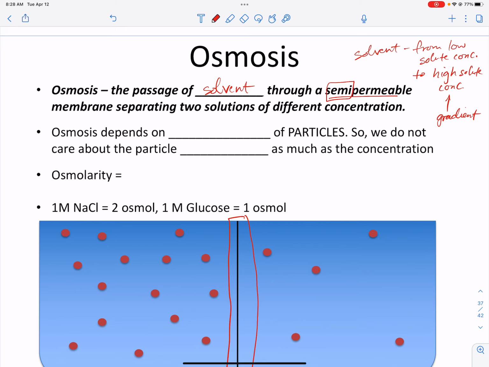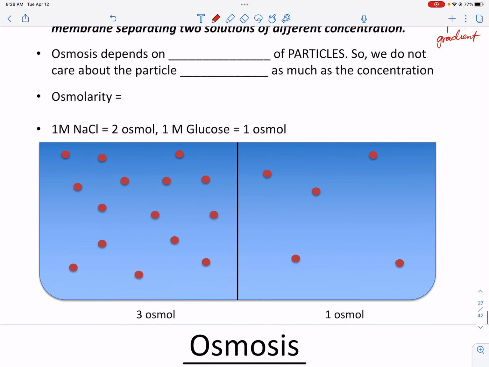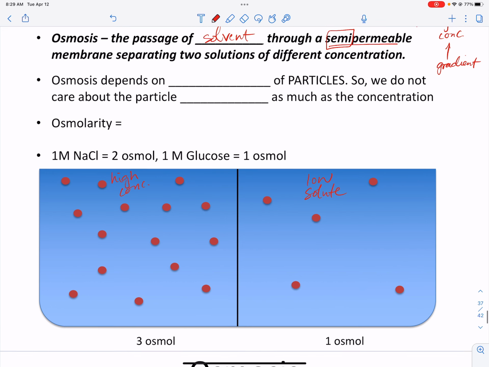Okay? When you have a separation of concentration, you have a gradient. And you probably have even heard that in some of your biology classes before. So if you're looking at these pictures down here, this would be my area of low solute concentration. This would obviously be the area of high. The red dots represent your solute. Okay, so we got low solute concentration on the right, high solute concentration on the left.